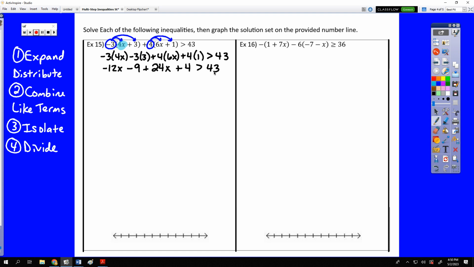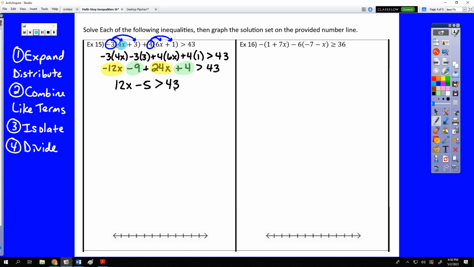Now we need to look for like terms. On the left side of this equation, we have 2 different terms that have an x. Those can be added together. Negative 12x plus 24x would be 12x. Okay, then we can add the numbers together. Negative 9 plus 4, those are both numbers. Negative 9 plus 4 would be negative 5, is greater than 43. This takes care of the combine step.